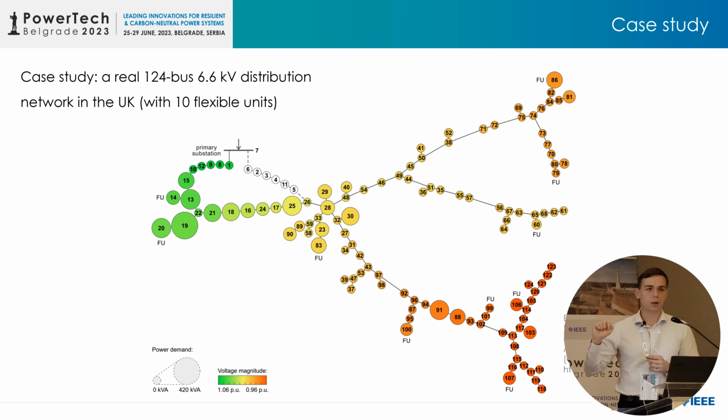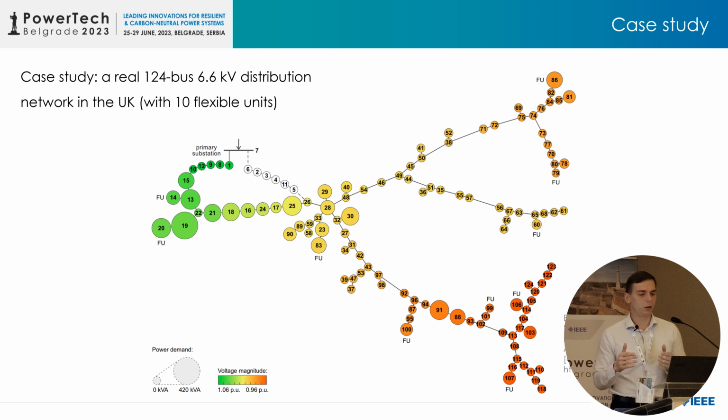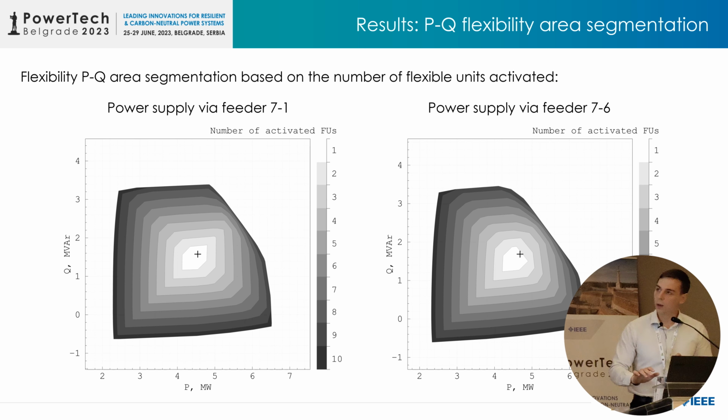One more important thing is the color scheme. Green colors show that voltage is okay, and orange and red colors show that voltage goes down to 0.96 pu, which means that we could potentially have some voltage issues, some voltage limitations, and we will see this in the results. So in this realistic network, we placed 10 flexible units with similar PQ capacities, and we started producing this segmentation and analyzing what is going on with the flexibility in this network. What you see on this slide is the PQ area segmentation by the number of flexible units activated.